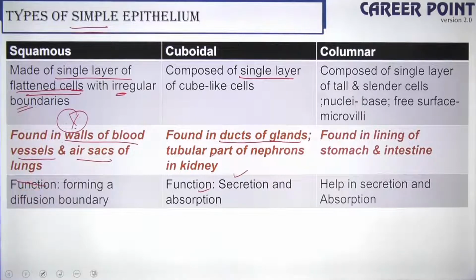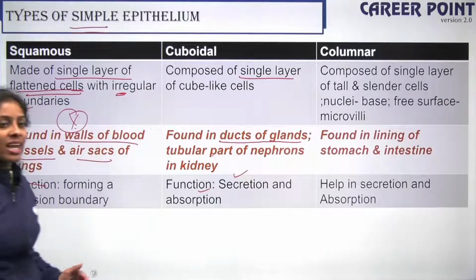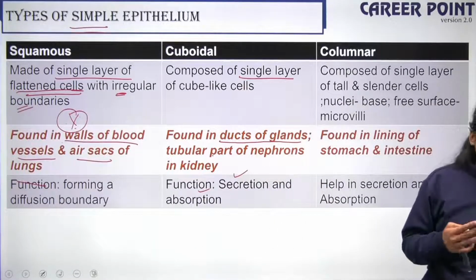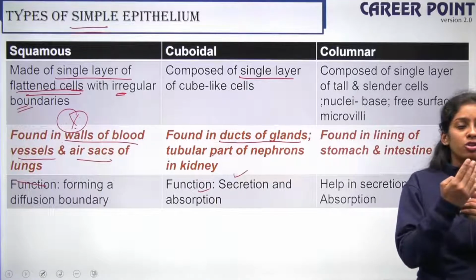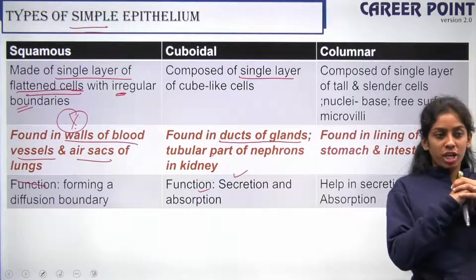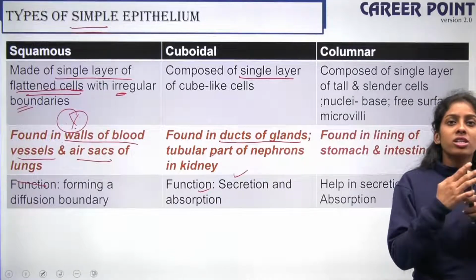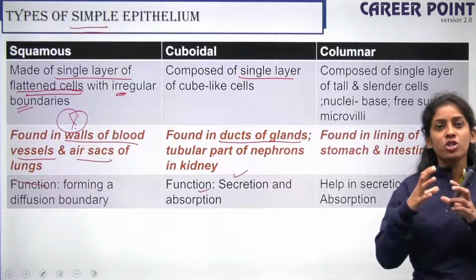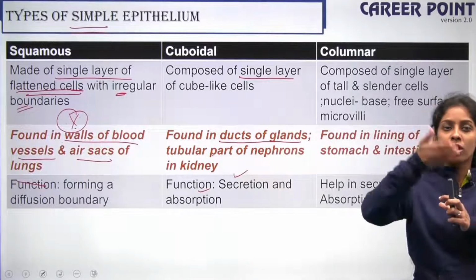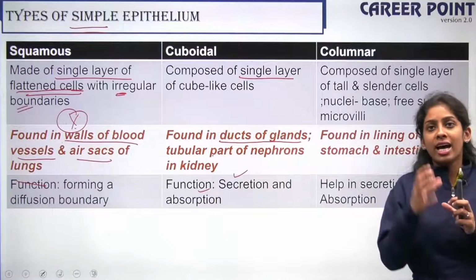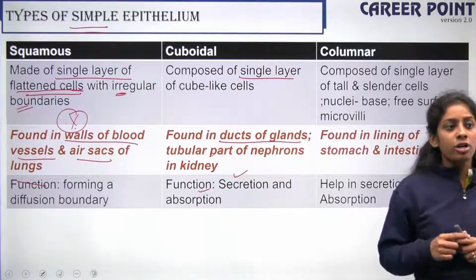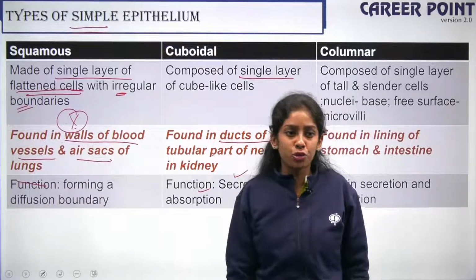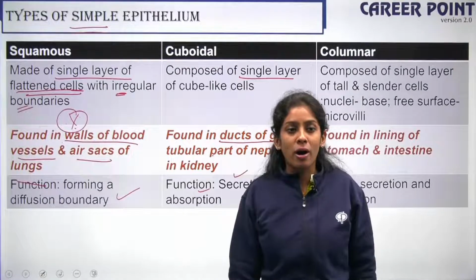So what is the diffusion boundary? When you inhale and exhale, what is happening? When you inhale, you're taking in oxygen-rich atmospheric air. When you exhale, you're giving out carbon dioxide-rich air, right? Yes. So there has to be some region where the exchange of gases takes place. Your body has to give out carbon dioxide and take in oxygen. So that exchange surface is your alveoli, right? Since this lines your alveoli, and your lungs contain your alveoli, they form a diffusion boundary. So that is the function of your squamous epithelium.